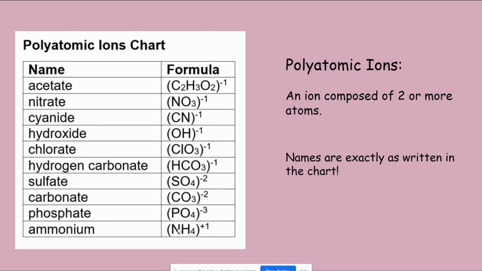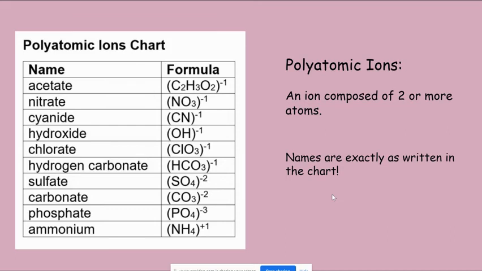The only one that has a positive charge is ammonium, but the rest are all negatively charged. You can see their charges that are up here in the superscript position. So nitrate, for example, has a nitrogen and 3 oxygens, and the total piece here contains a -1 ion.